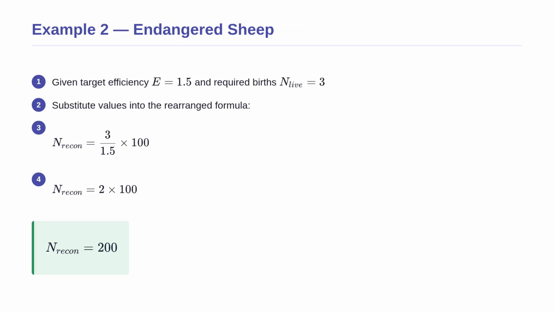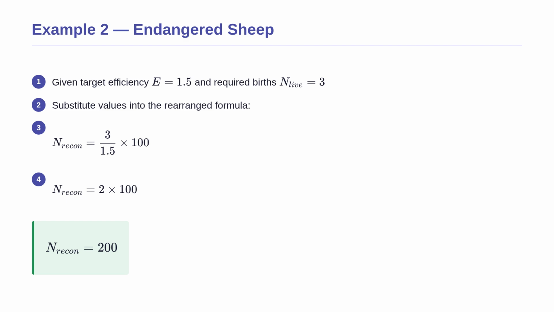With our newly derived formula in hand, let us apply it to a conservation scenario. A team wants to clone an endangered wild sheep. They know the cloning efficiency for this species is 1.5%. They absolutely need to produce at least 3 live cloned sheep to establish a breeding herd.